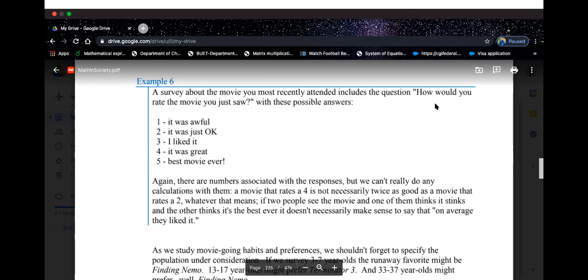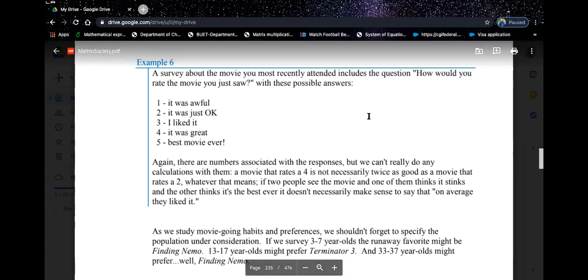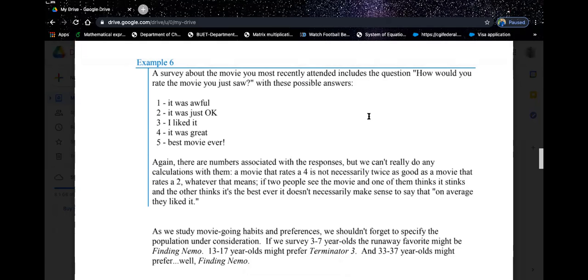will there be any numerical relations? Can you find anything that might give you something numerically? You might rate it 1, 2, 3, 4, 5, anything of these numbers. It looks numerical, but can you find a relation? Can you derive any information from it?